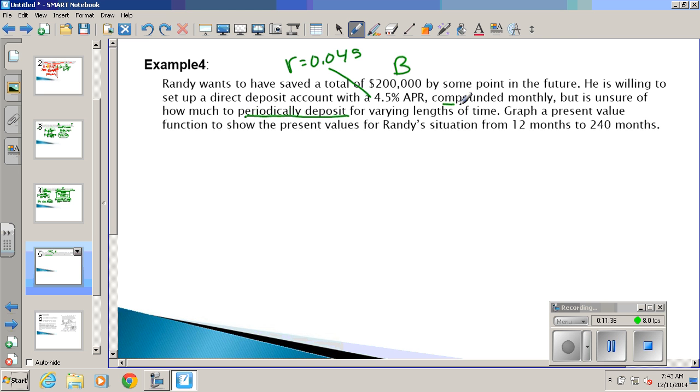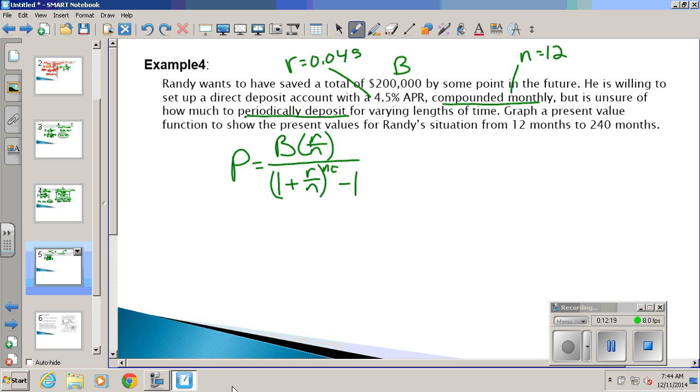Compounded monthly, so that means n is 12 times a year. There's 12 months in a year. And he wants to know how much he has to put in. And we want them all from 12 months to 240 months. All right, so this one's a little bit different. We are using the same formula though. r over n, 1 plus r over n to the nt, minus 1.